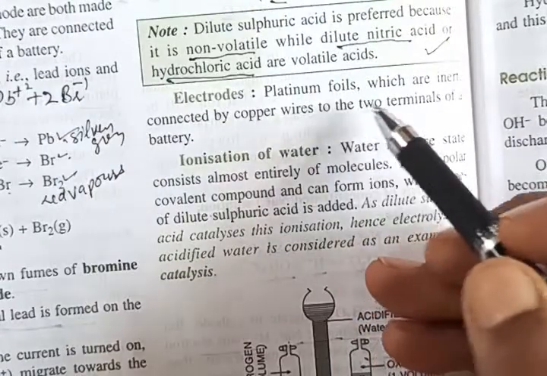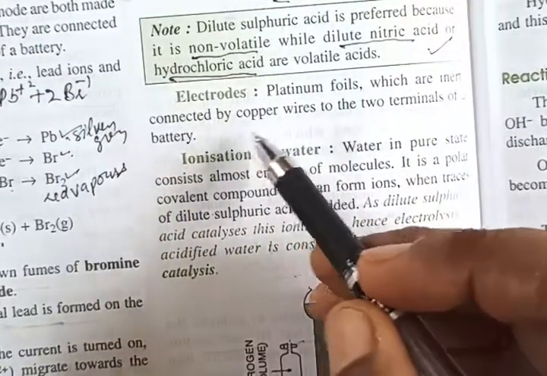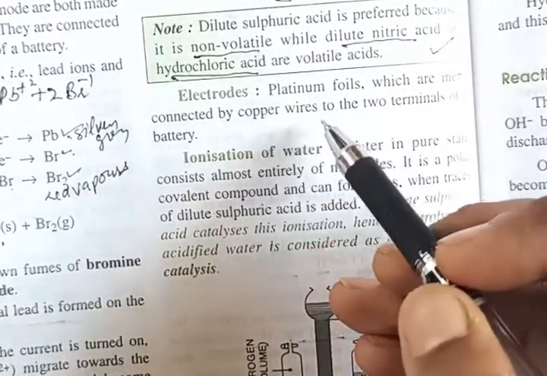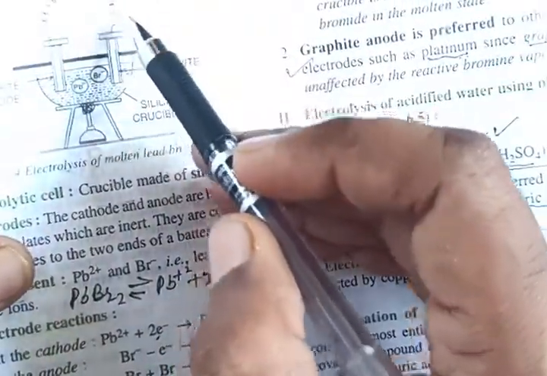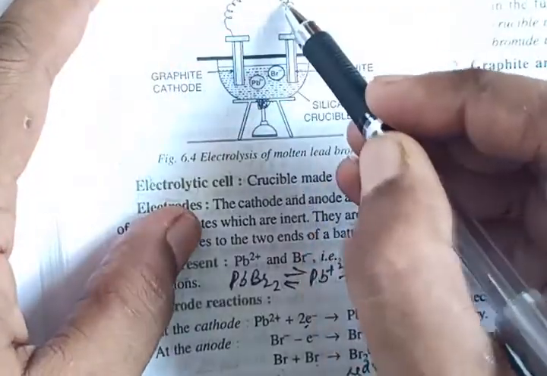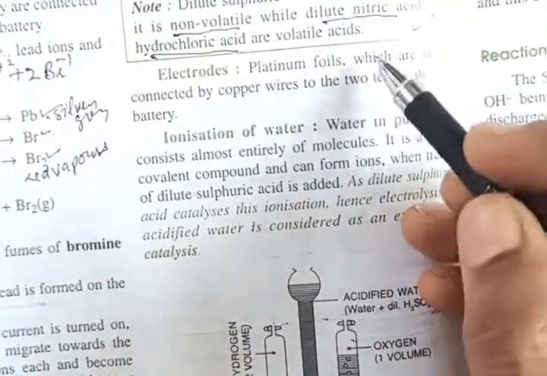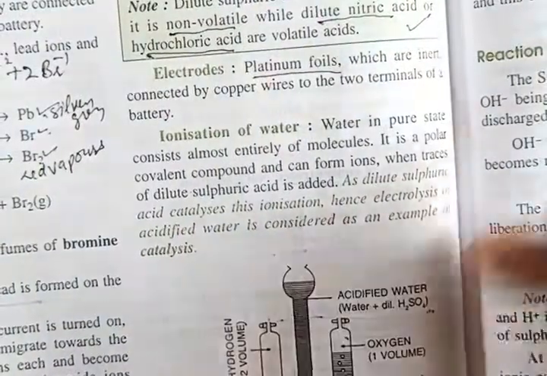What are the electrodes? Platinum. Platinum electrodes are taken. We can take platinum foils or rods. The connecting wires are always made of copper. So here also the connecting wires are made of copper only, but the electrode is platinum. Both anode and cathode are platinum.